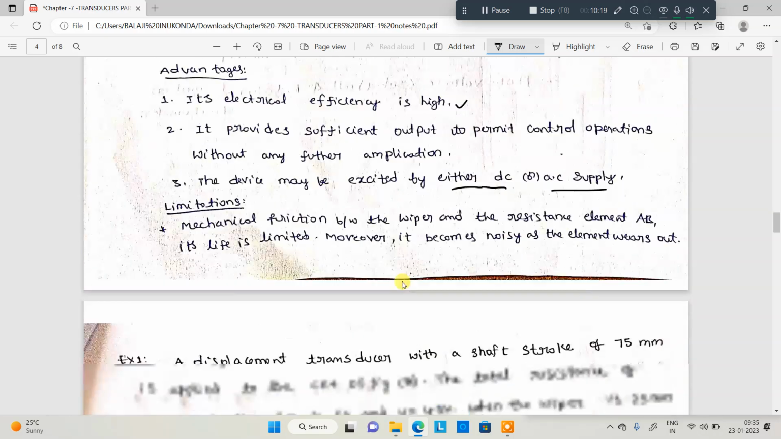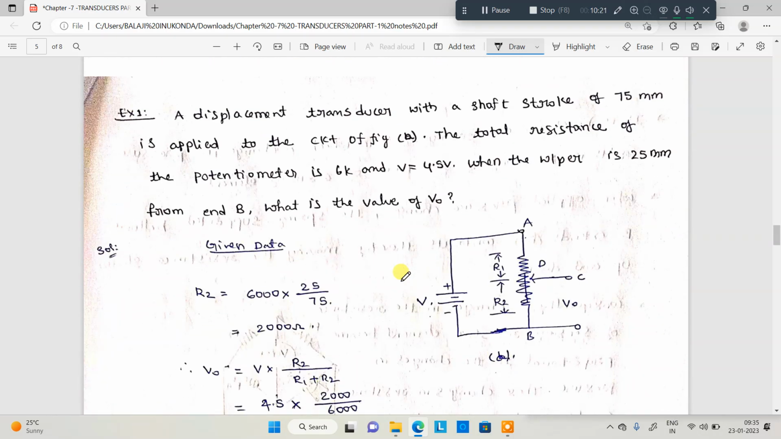Okay, next we are moving to an example based on this particular transducer. It says that the displacement of a transducer with a shaft stroke of 75 mm is applied to the circuit. The total resistance of the potentiometer is 6K, and the voltage is 4.5 volts. When the wiper is 25 mm from the end B, what is the value of V0?